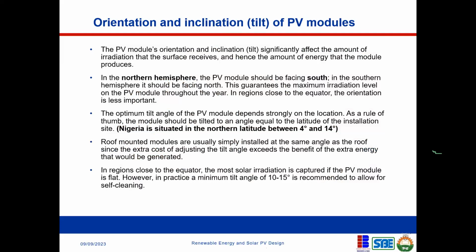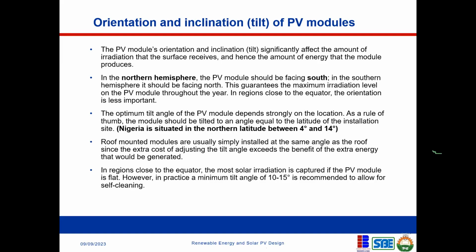So I've talked about roof mount, where I say that if you're installing on a roof and the roof is already tilted to a certain angle, you cannot ask the owner of the house to go and change his roof because you want to install solar panel. So you just have to use the tilt angle of the roof to install your solar PV panel.